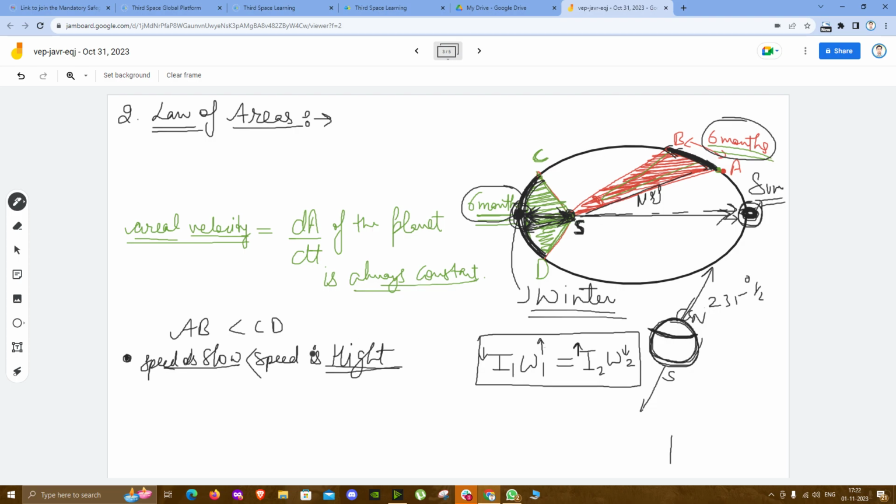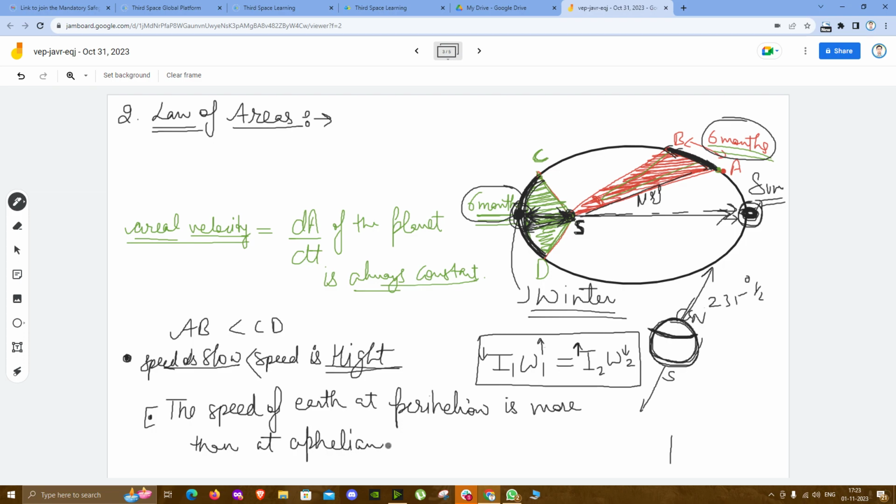So you can now try to answer the question in the comment section as well. Why is the speed of Earth at perihelion more than the speed at aphelion? Please try to answer this in the comment section.